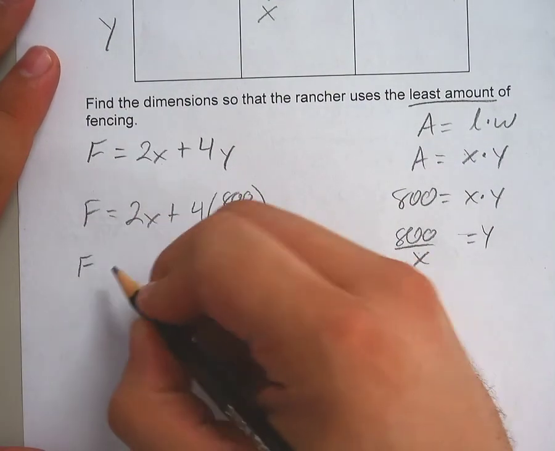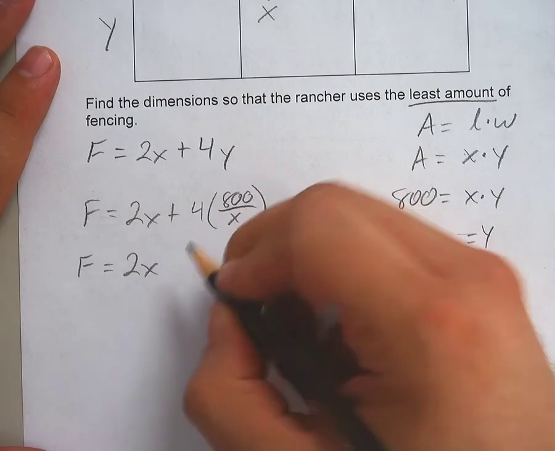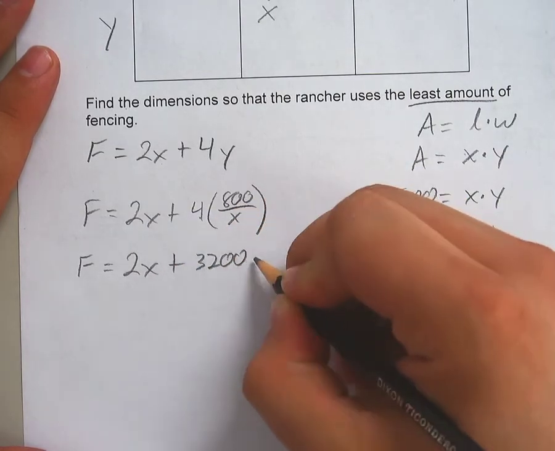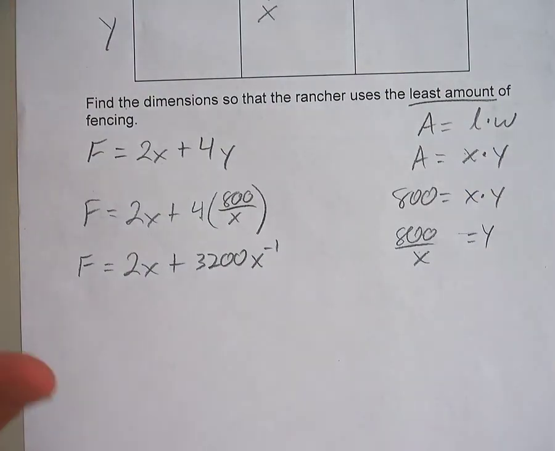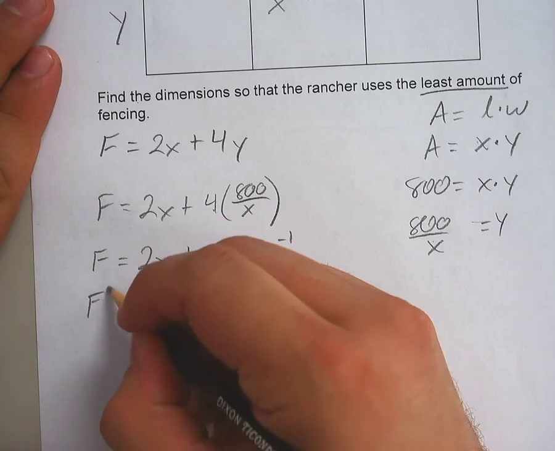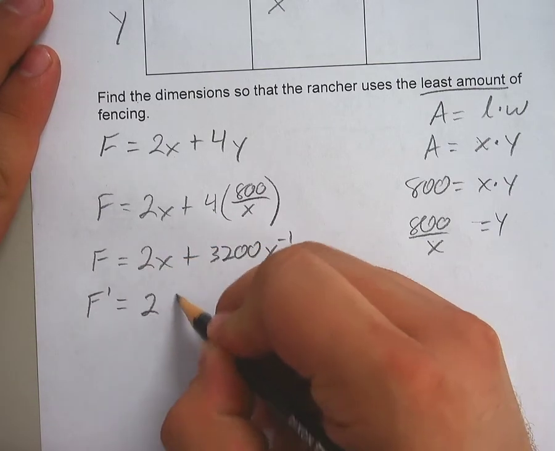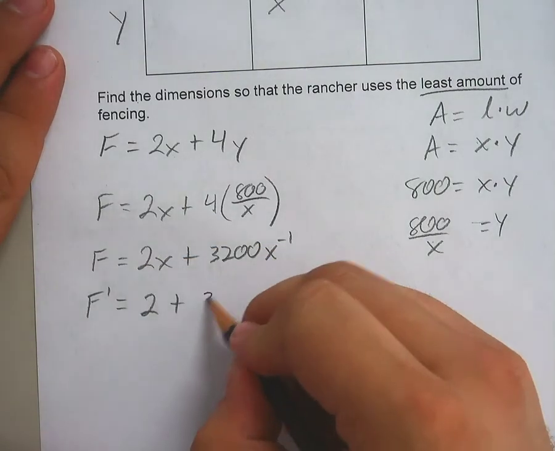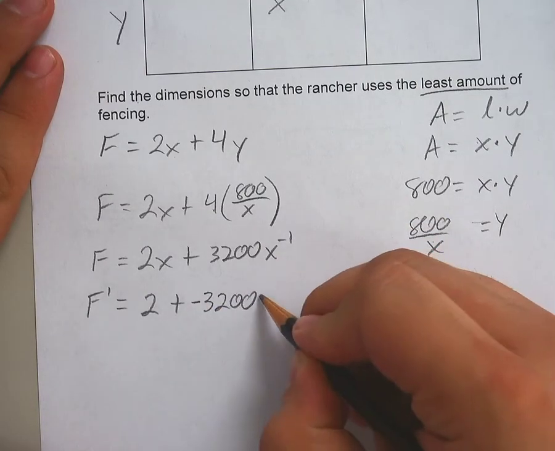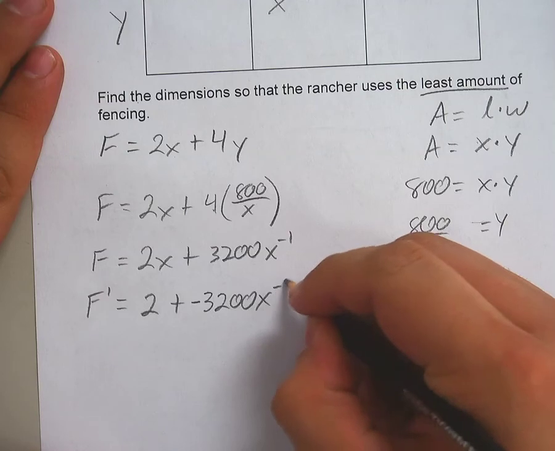So I'm going to need to take a derivative, set it to 0, and see what kind of numbers I get. All right, so let's simplify this a little bit here. We've got f is going to be 2x plus 4 times 800 is 3,200, and let's bring that x up. That way we don't have to deal with a quotient rule. F prime is 2 plus, let's see, this will be a negative 3,200 x to the negative 2.